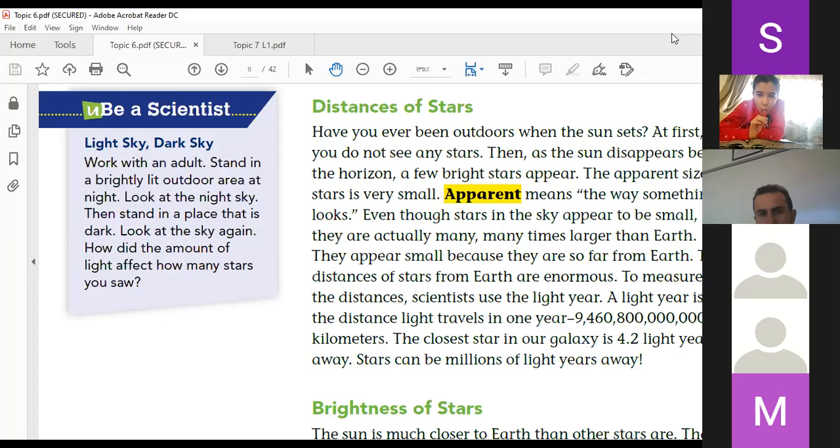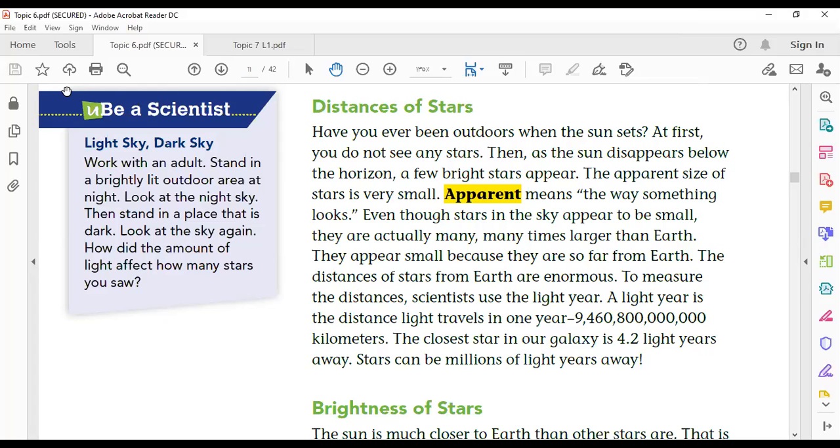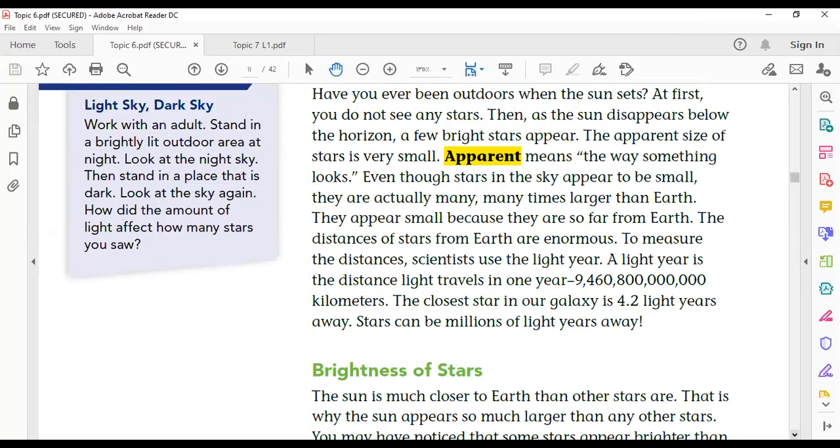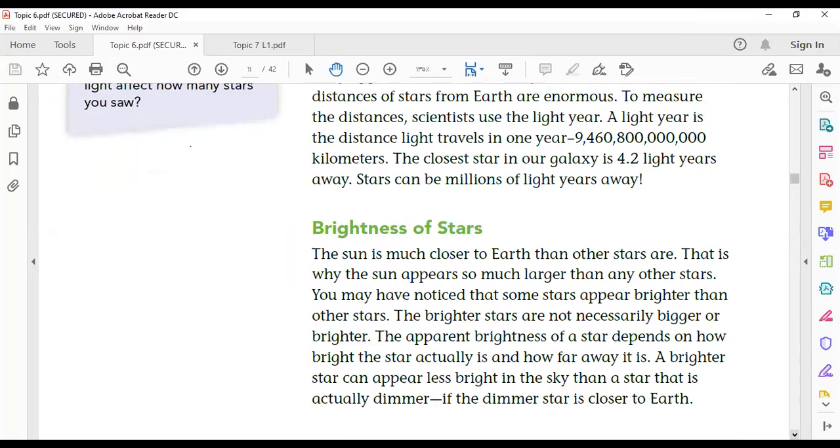Let's go to the next paragraph. The brightness of stars.